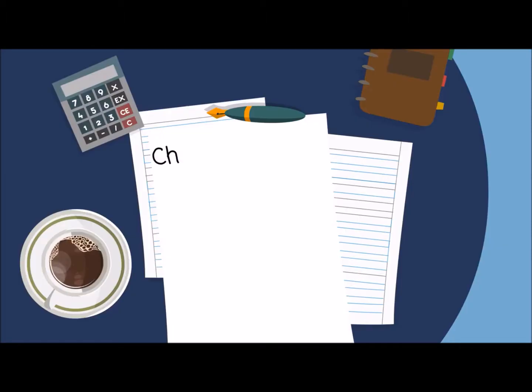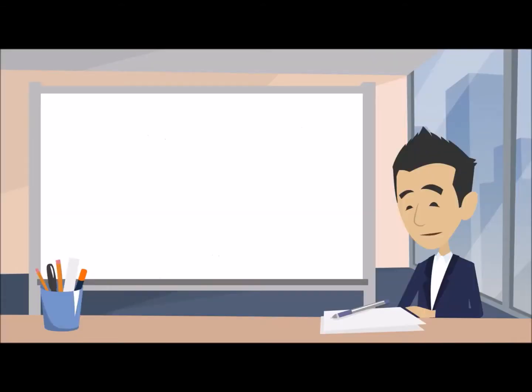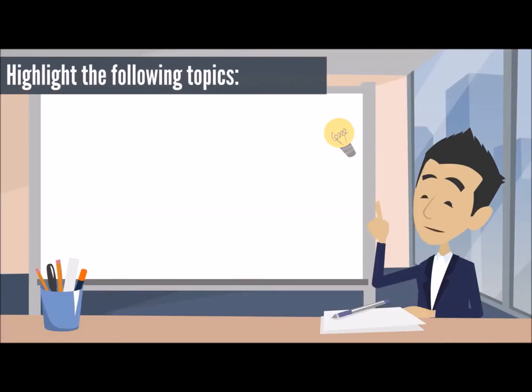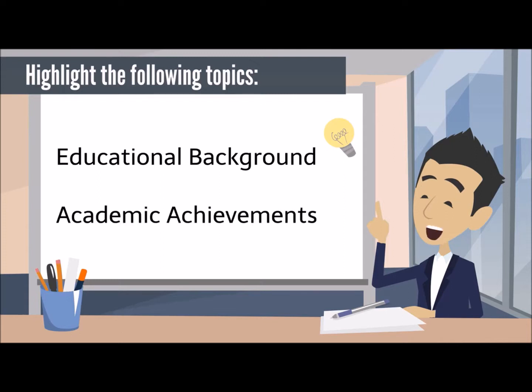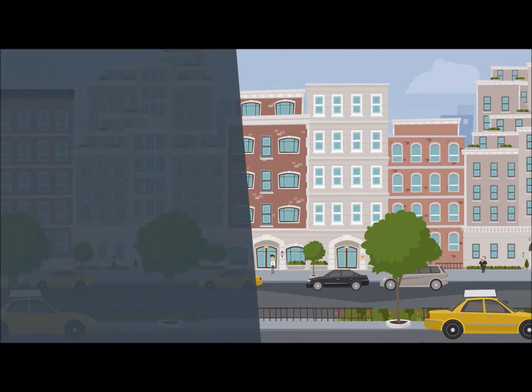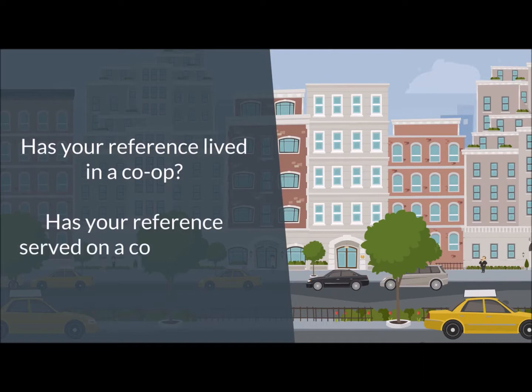Your references should also specify your defining character traits, offering examples of why words such as responsible, trustworthy, honest, and ethical are fitting descriptions. Your references should also highlight your educational background, as well as academic and other achievements if they are privy to these aspects of your life. Does your reference have any experience living in a co-op or being on a board? If so, including this information will increase the credibility of the overall reference letter.